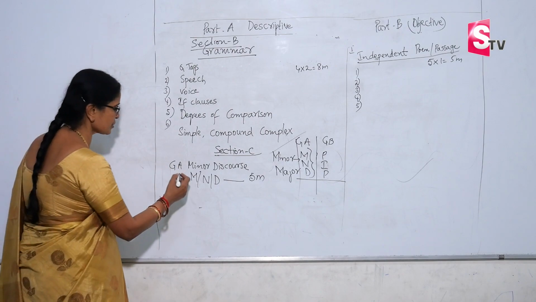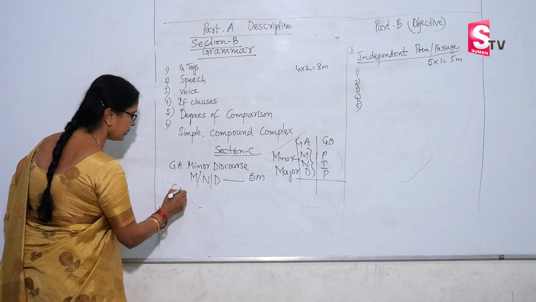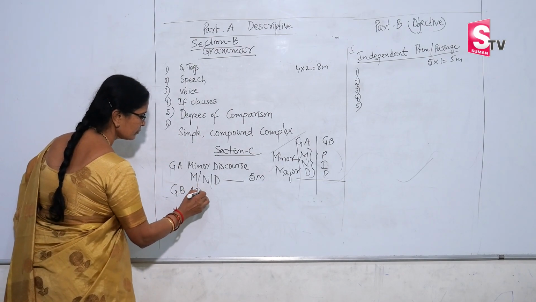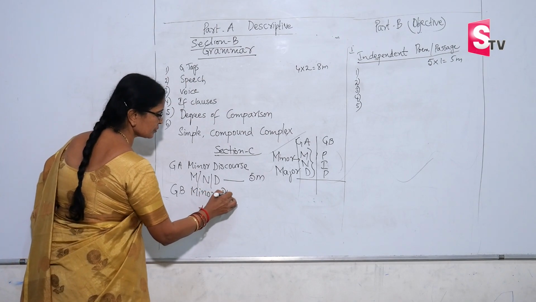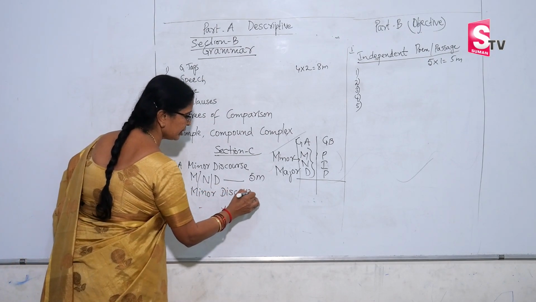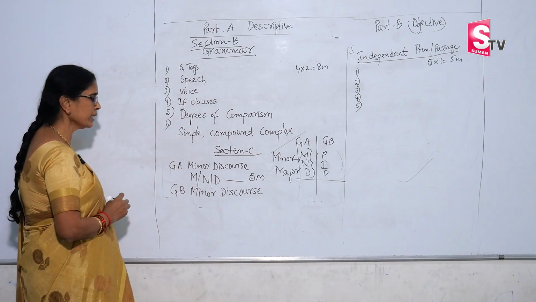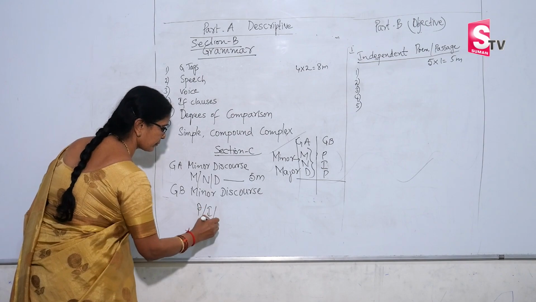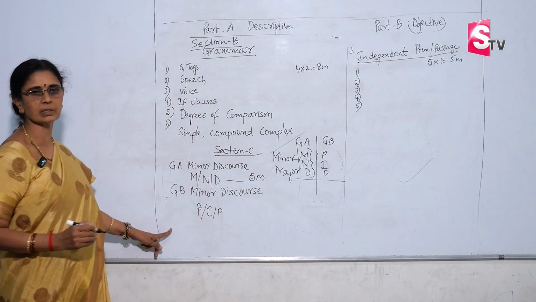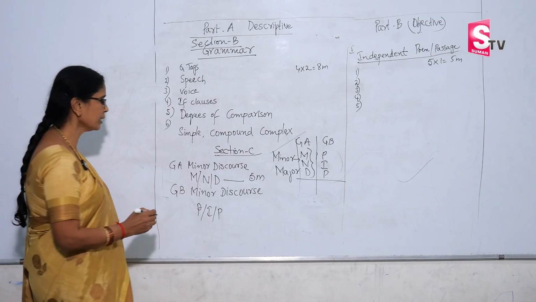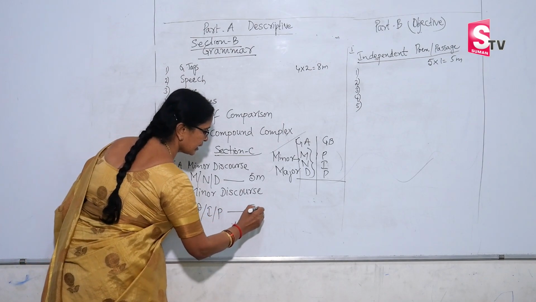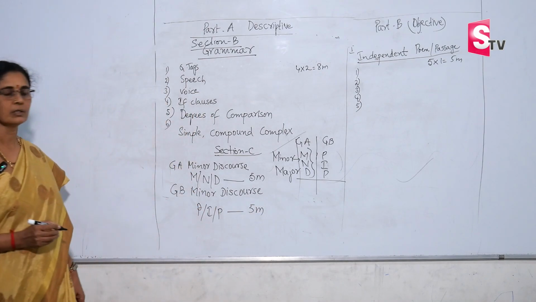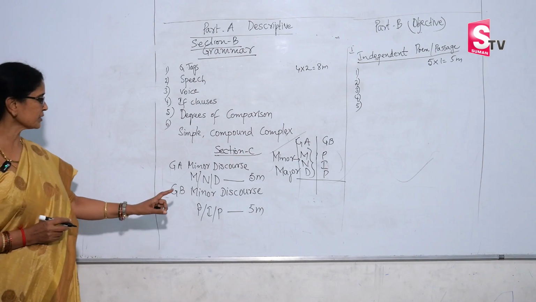And coming to the next one, this is group B minor discourse. Group B minor discourse means not textual, independent. So minor discourses we have here are profile, invitation, poster. They are going to give only one, and you need to attempt that. That is also for 5 marks. I hope it is very clear.